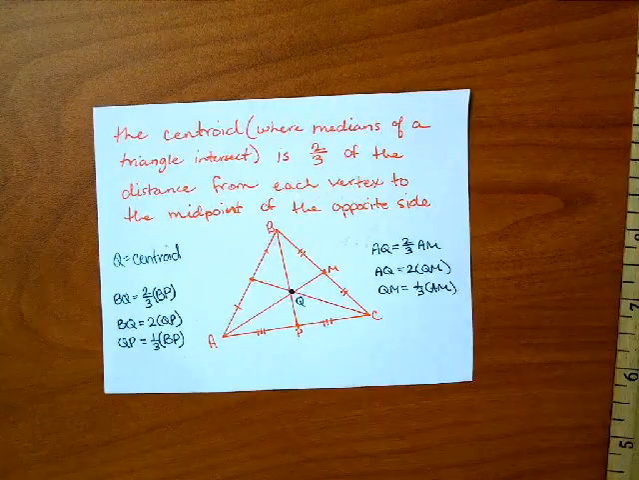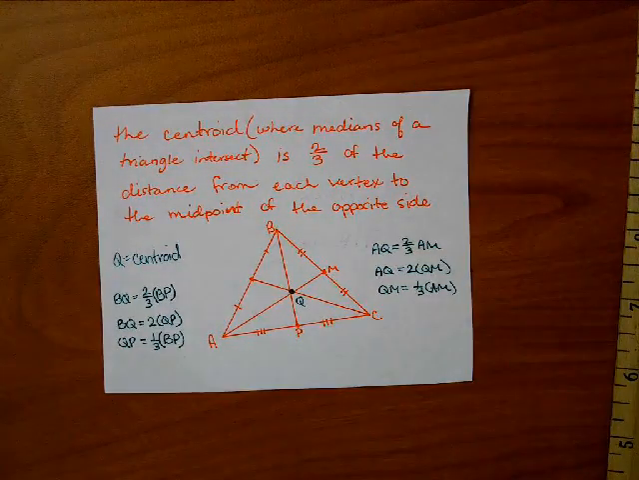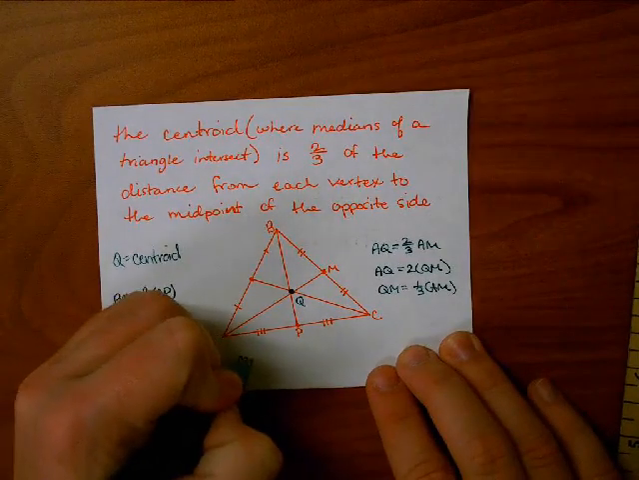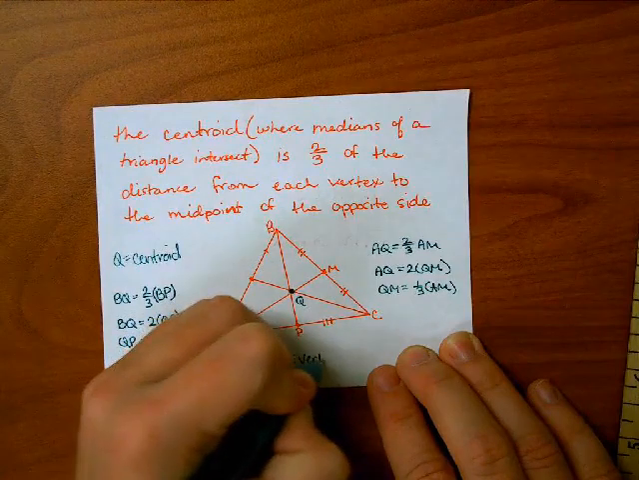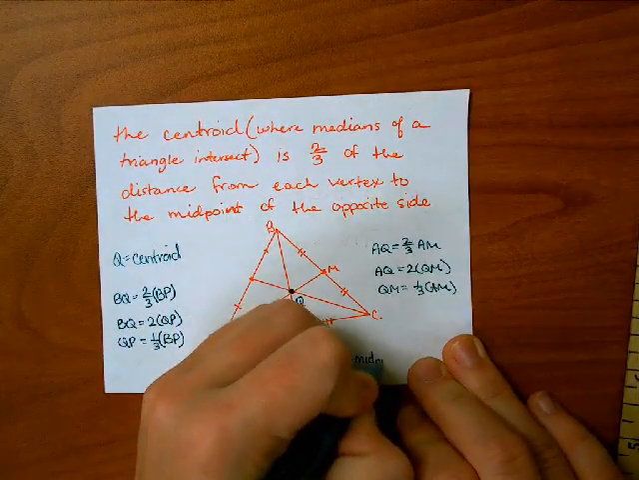Okay, and then a median, again, goes vertex to midpoint. So median goes vertex to midpoint. Okay, so there's our centroid theorem again.